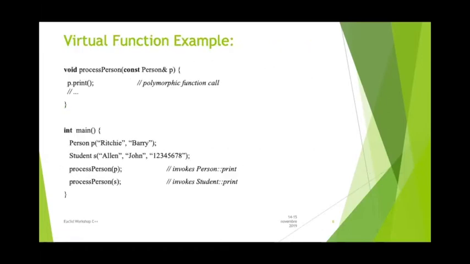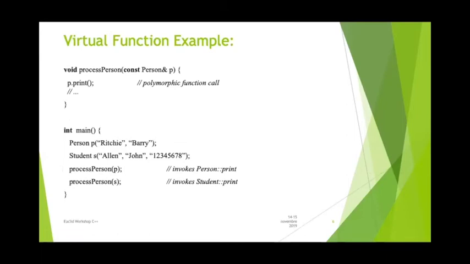Here I just created another function called process person, which takes any person class and prints this thing. And here is the driver code. I'm creating two objects here, person and student. For person, I just put his name, and for student, I have also a student ID there, and I'm processing both objects there.